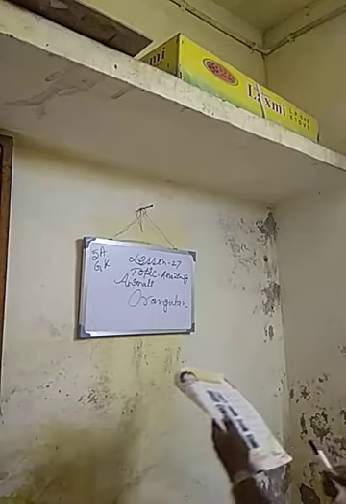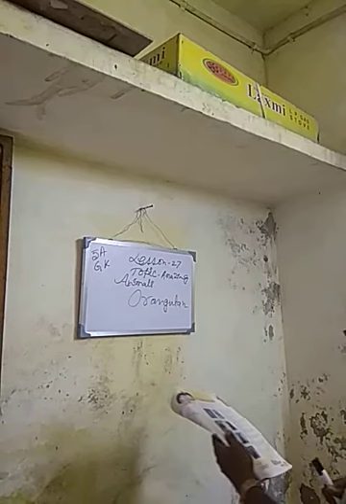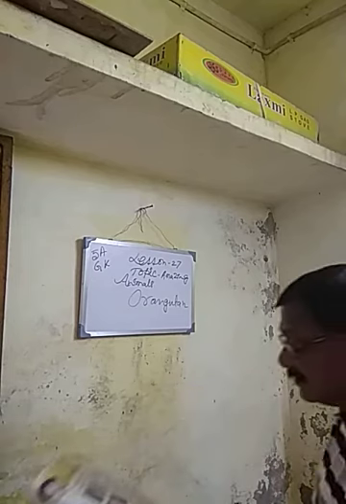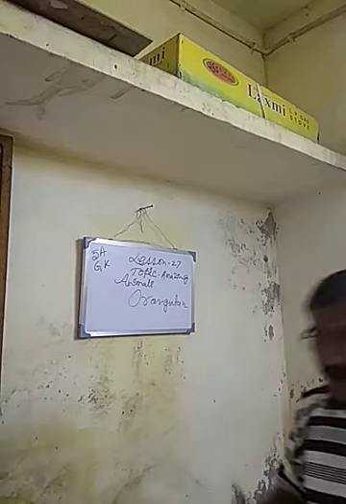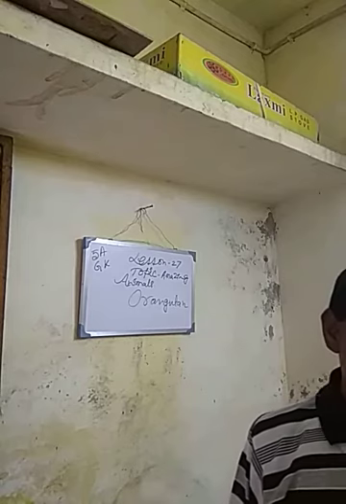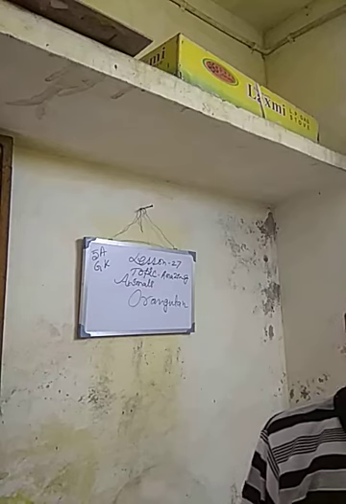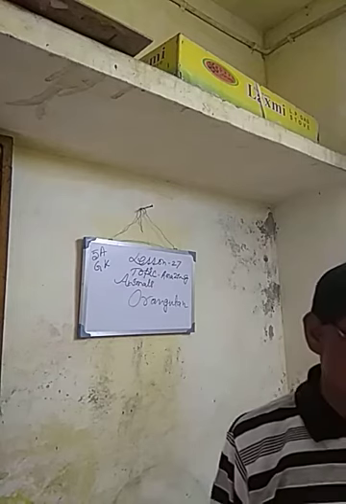Orangutan. This animal's name is orangutan. This animal is a long-armed ape, and its size is also large. It is found in Borneo, Sumatra, and Java Islands.